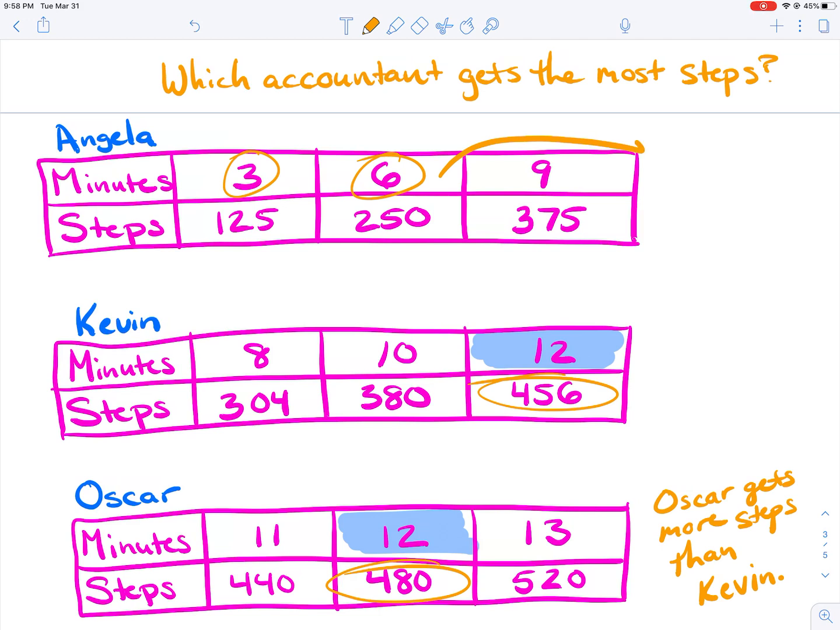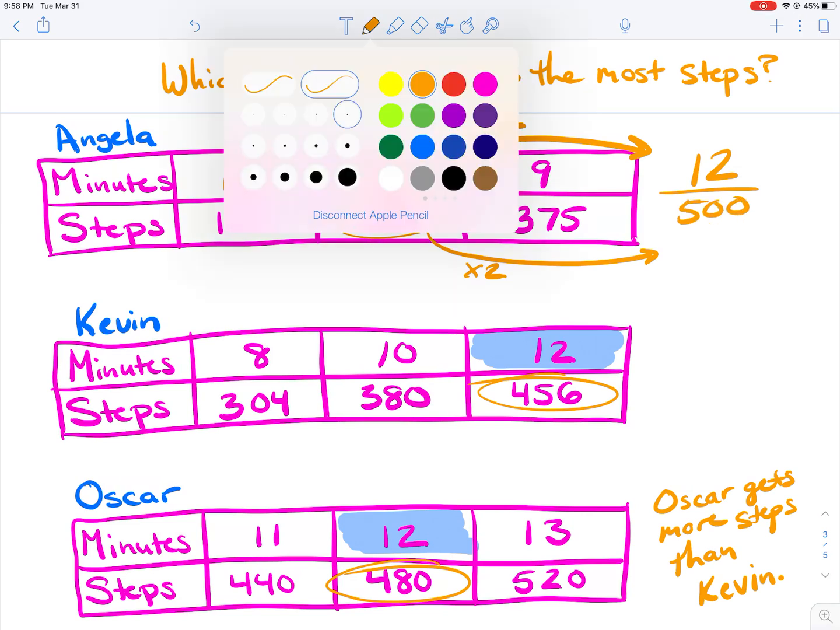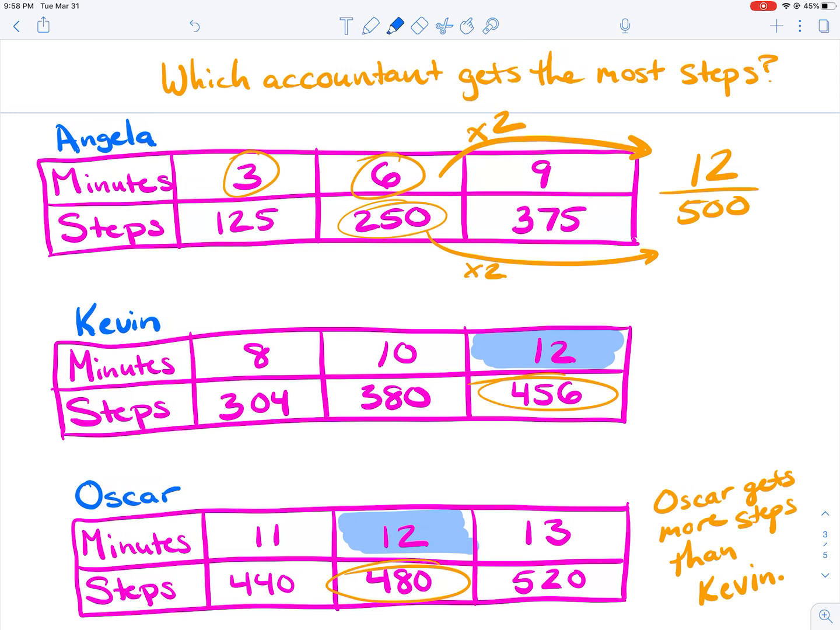So I'm going to do just that. I'm going to take 6 and multiply it times 2. And I'm going to get my 12 minutes. And then I'm going to take my 250, and I'm also going to do the same thing. I'm going to scale it up times 2, and 250 times 2 is 500. So therefore, in 12 minutes, Angela will get 500 steps.